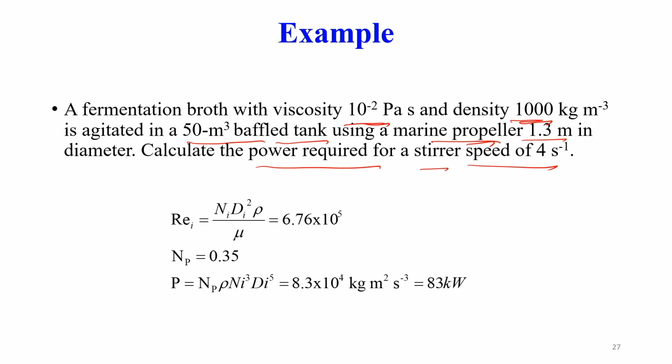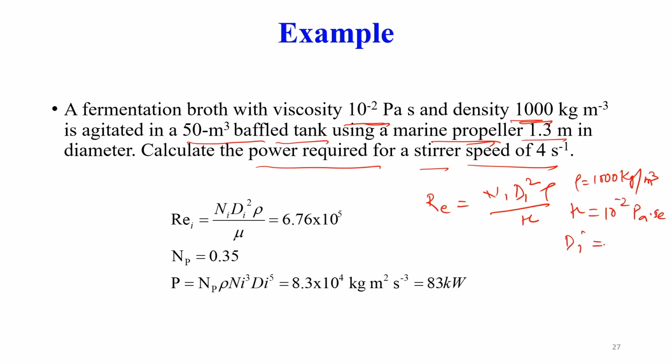So first you have to calculate the Reynolds number. So it is given as Re equals Ni Di square rho upon mu. The density is 1000 kg per meter cube. Viscosity is 10 to the power minus 2 Pascal second. Di, the impeller diameter, is 1.3 meter. So we will calculate the Reynolds number and it is coming out to be 6.75 into 10 to the power 5. It means this is a turbulent region.